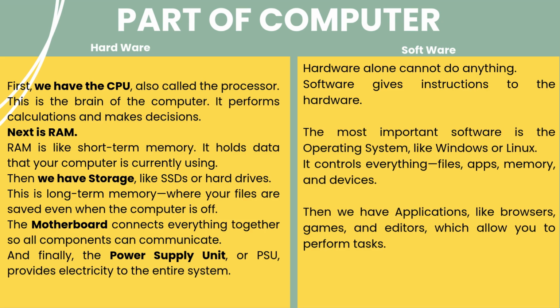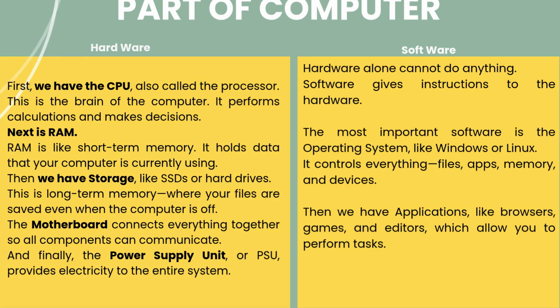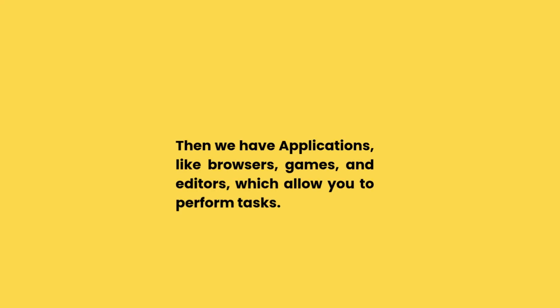Hardware on its own can't really do anything. It needs instructions, and that's where software comes in. The most important type of software is the operating system, like Windows or Linux. This is what manages everything: your files, applications, memory, and even connected devices. On top of that, you have applications, things like web browsers, games, or editing software, which are what you actually use to get things done. That's the basic idea of a computer system. Hardware does the work, and software tells it how to do it.